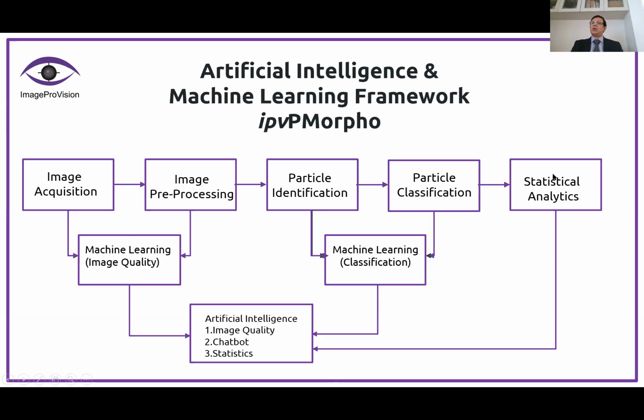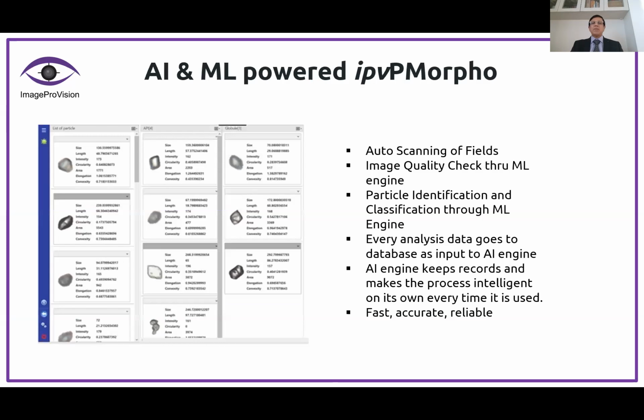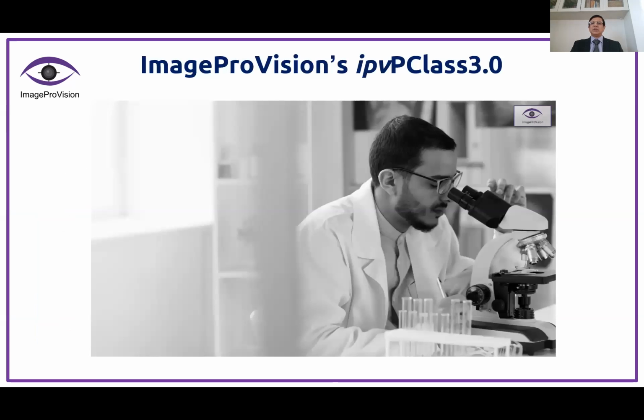All the data goes into statistical analytics, and it goes to the artificial intelligence engine. So as you are using the system more and more, it becomes more intelligent, and it solves a lot of regulatory challenges which you normally face in a manual system. So a lot of data is created, information of each and every particle is appearing there. So let us quickly look at how this system works.